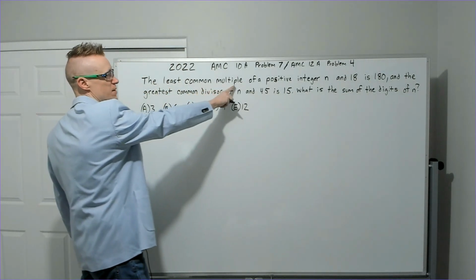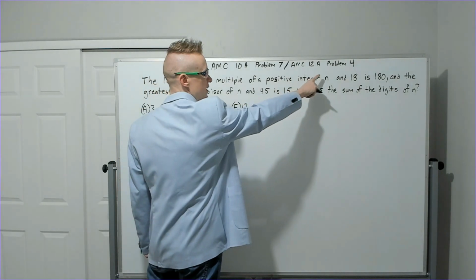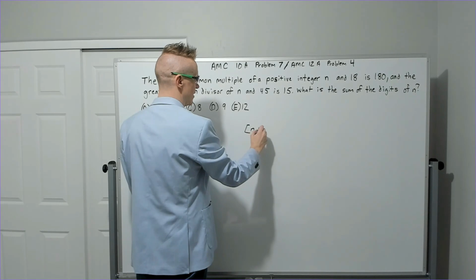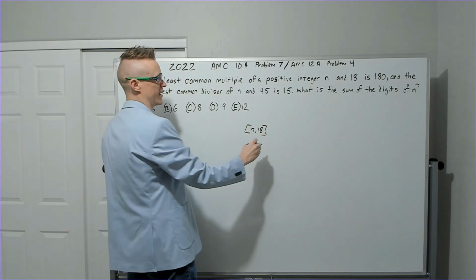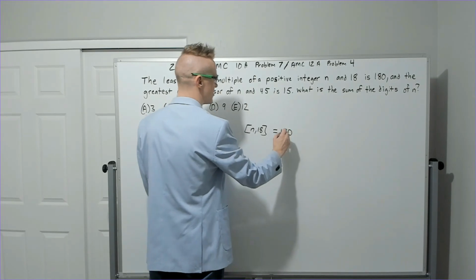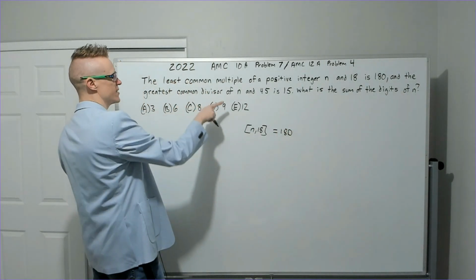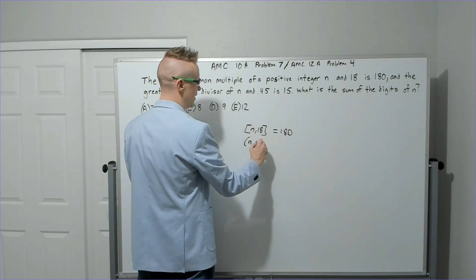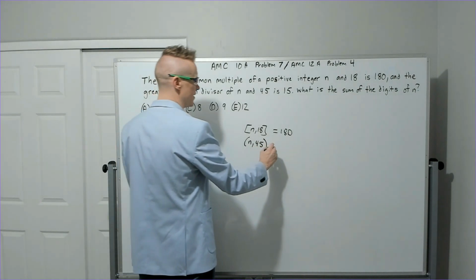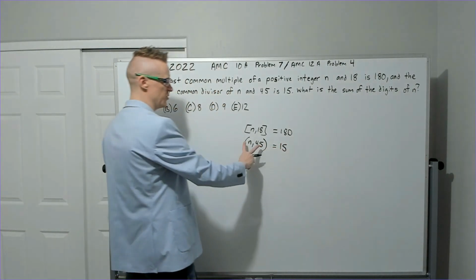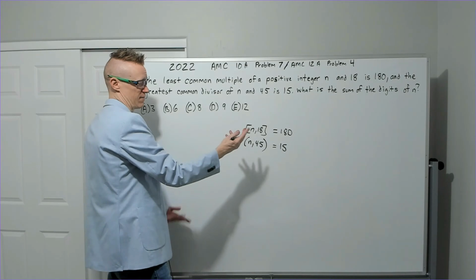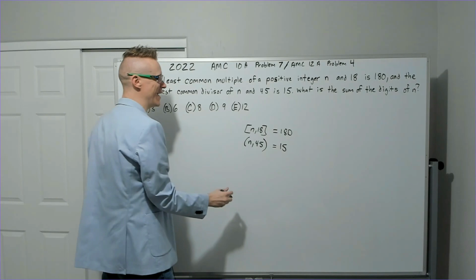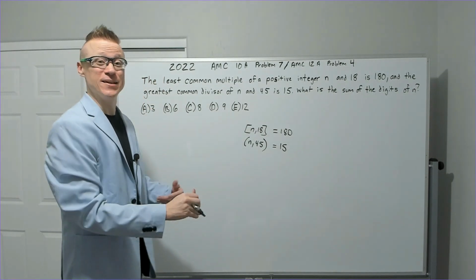The least common multiple of a positive integer n and 18 is 180. So a common shorthand notation is brackets for LCM. We want that to equal 180. And the greatest common divisor of n and 45, again, a common notation is parentheses, is 15. So this is just used in the AOPS books a lot. I picked it up from there. It's useful. What is the sum of the digits of n? So basically find n and then add up its digits.